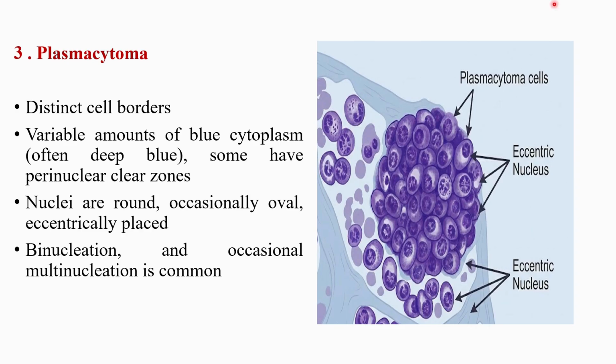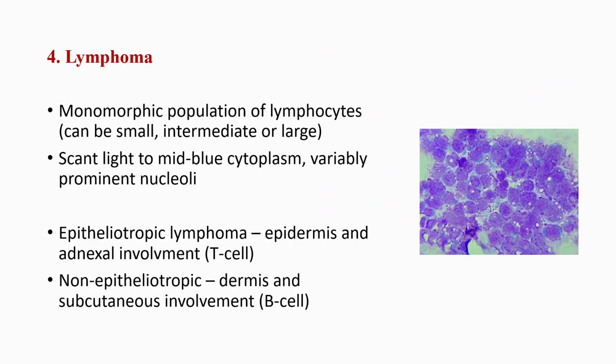The nuclei are round to oval and eccentrically placed. Here you can see the nucleus is eccentrically placed, with a clear perinuclear clearing. You will also notice binucleation or multinucleation. Binucleation is a feature of plasma cell tumors which helps confirm the neoplastic process. Altogether, features like deep blue cytoplasm, Golgi clearing, eccentric nuclei and frequent binucleation strongly suggest a cytological diagnosis of plasmacytoma.